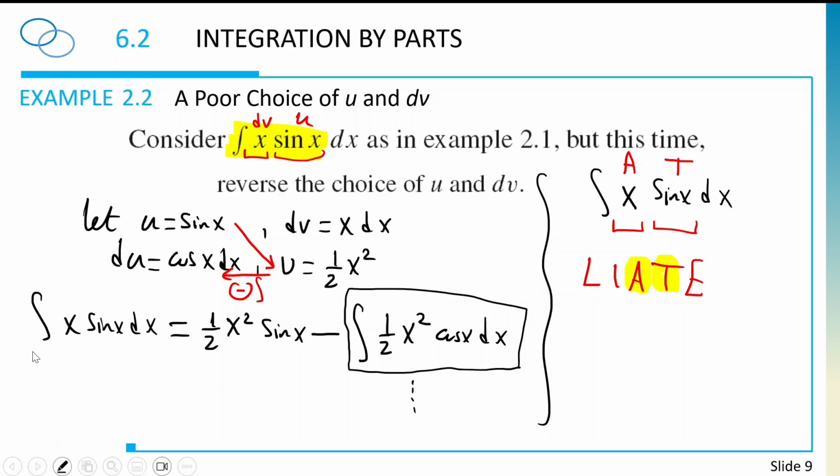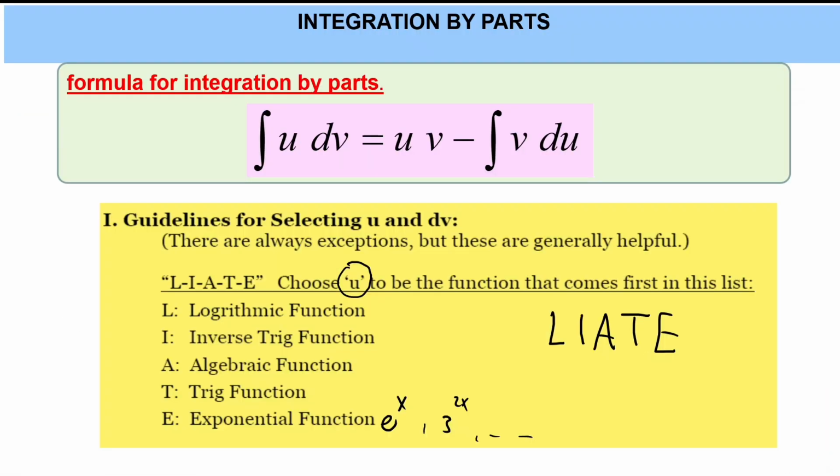In LIATE, the letter A comes first, which means this is the one that I will let to be u. So I'll let u be equal to x. Whatever comes first, we'll assume it to be u. This is really a useful guideline you can use most of the time.